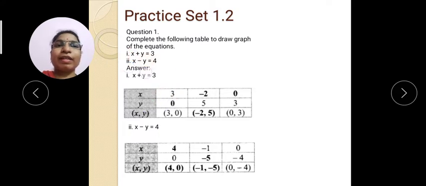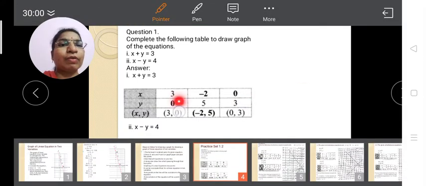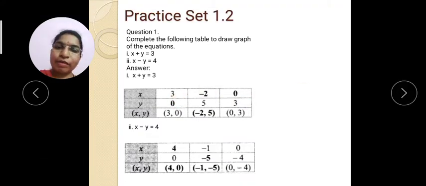What is y? y is equal to 3 minus 3. So what will you get? 0. Then substitute x is equal to -2. These 3 values are given, and you have to find the others. Any one coordinate is given to you, and you have to find the other coordinate.